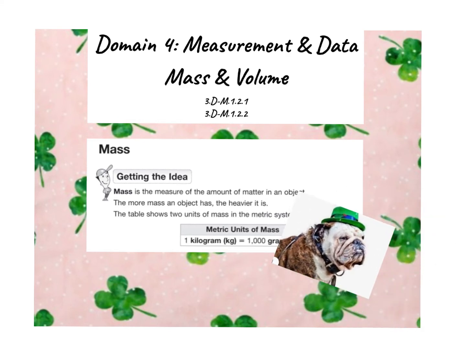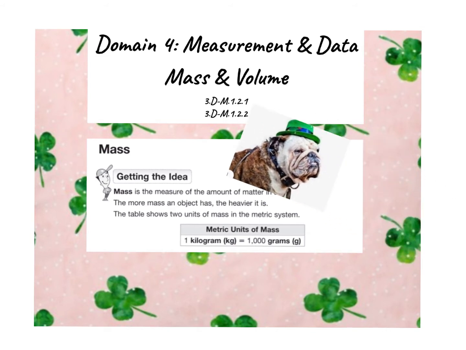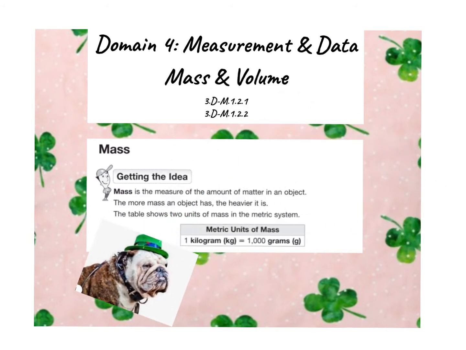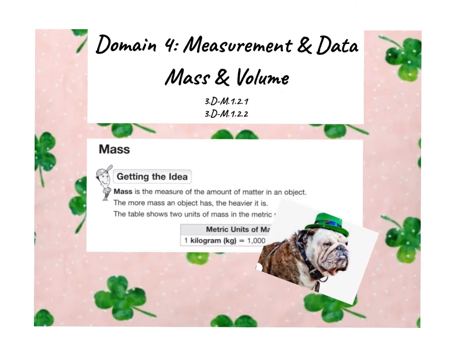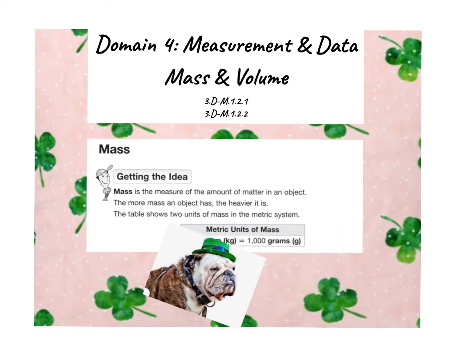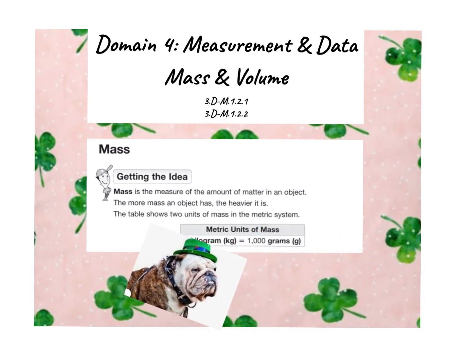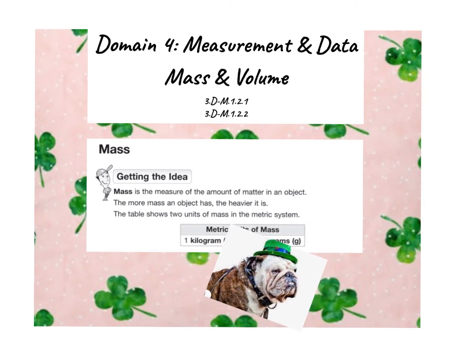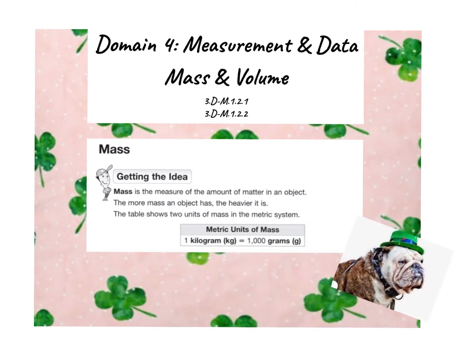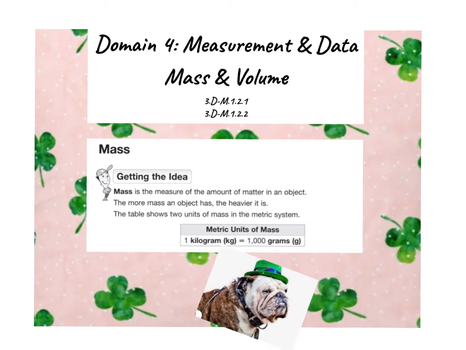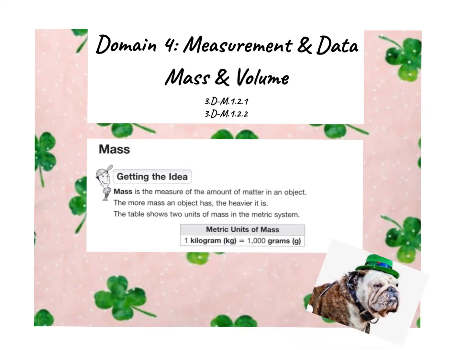Hey friends, let's practice a little bit with mass and volume today. So remember that mass is the measure of the amount of matter in an object, like a solid object. The more mass an object has, the heavier it is. The table shows 2 units of mass in the metric system. So we have 1 kilogram, which also equals 1,000 grams.